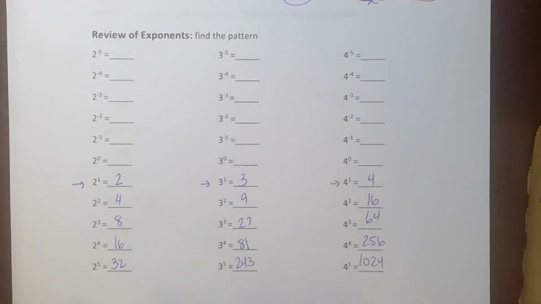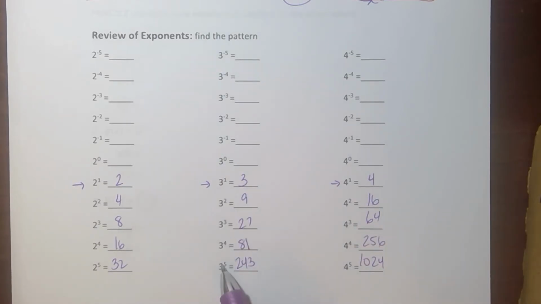Hopefully you started noticing a pattern. If I'm doing my base 2's, every time my exponent increases by 1, then my answer is multiplied by 2. So 2 to the 1st is 2, 2 squared is 4, 2 cubed is 8, etc., etc.